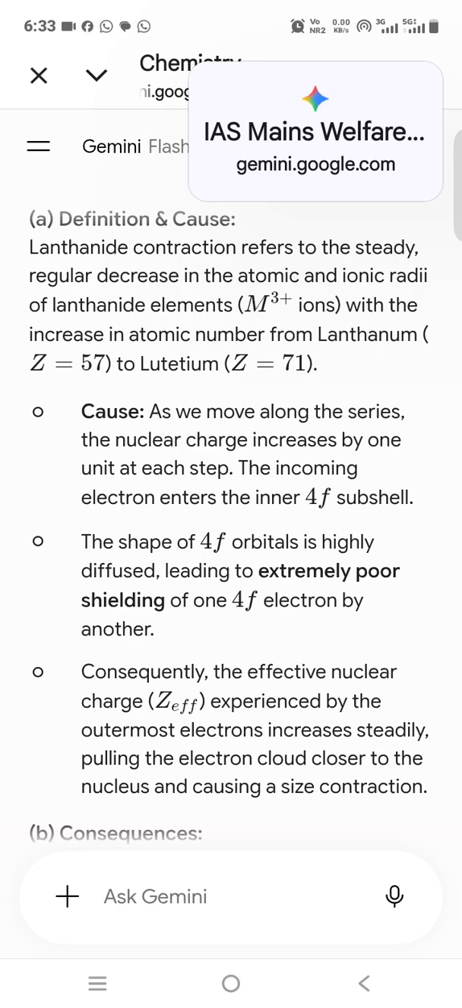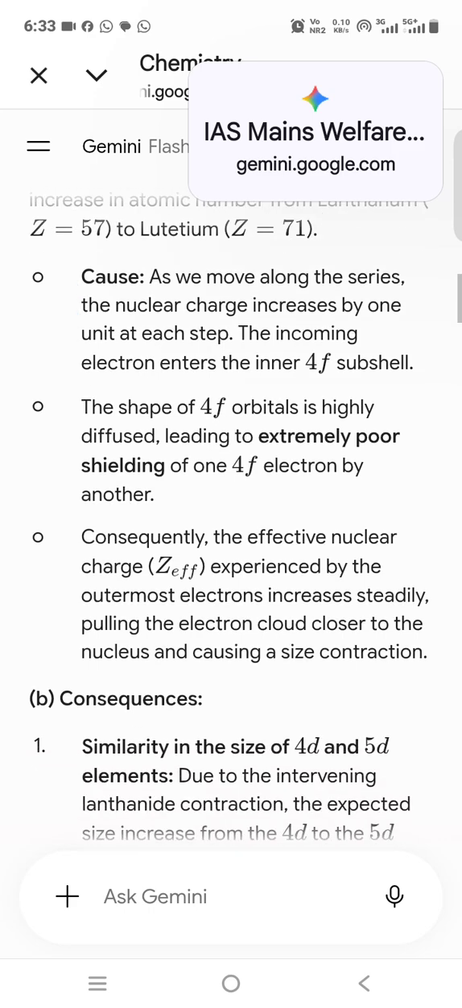However, anomalous +2 and +4 oxidation states arise primarily from the extra thermodynamic stability associated with empty, f0, half-filled, f7, or completely filled, f14, subshells. Cerium, Ce, Z equals 58. Electronic configuration is [Xe] 4f1 5d1 6s2. By losing 4 electrons, it forms Ce4+, with a stable [Xe] 4f0 empty f orbital configuration. Hence, Ce4+ acts as a strong oxidizing agent, readily converting back to the stable Ce3+ state.